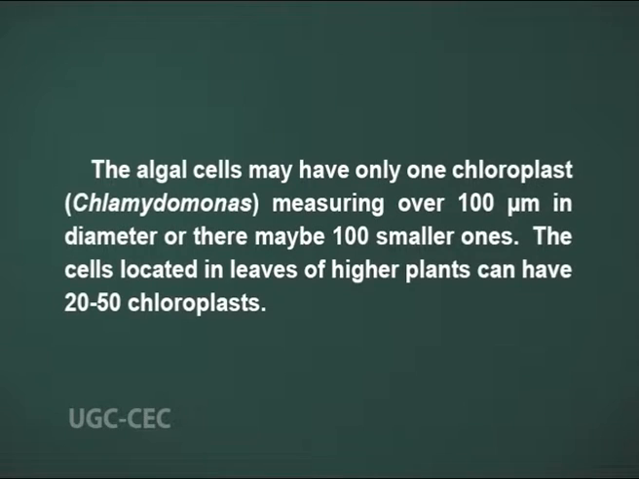The algal cells may have only one chloroplast as in Chlamydomonas measuring over 100 micrometer in diameter, or there may be 100 smaller ones. The cells located in leaves of higher plants can have 20 to 50 chloroplasts. So, in higher plants, about 500,000 chloroplasts per square millimeter of leaf surface area is reported.